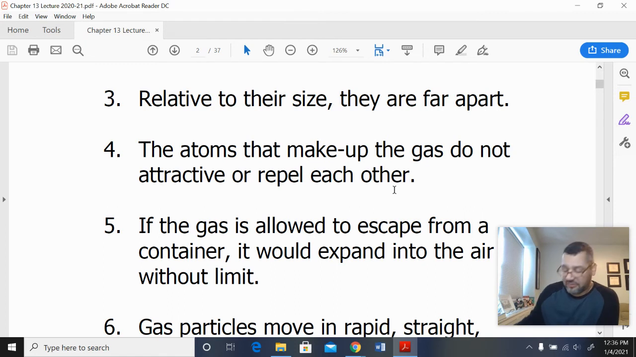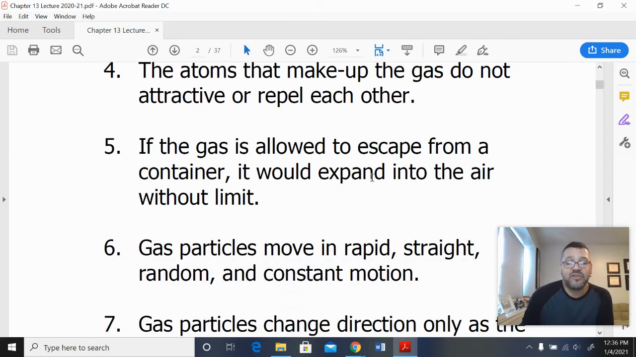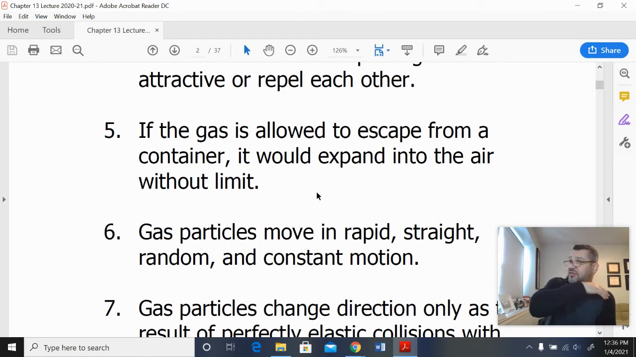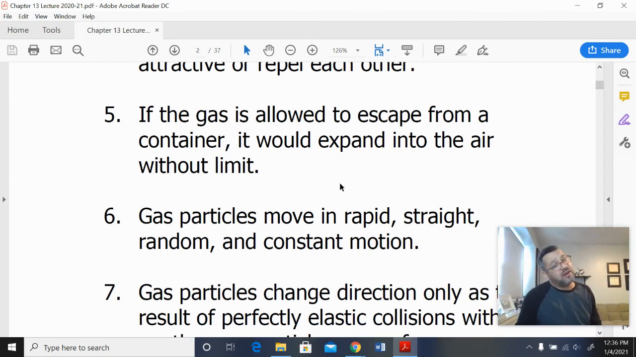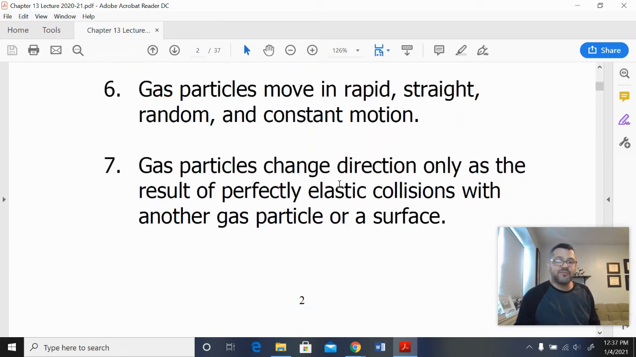Relative to the size of the individual gas particles, they're really far apart from each other. So with all the air in the room, the individual particles of oxygen are so far apart from each other compared to their size. And the atoms that make up a gas don't attract or repel each other. There's no reason for them to attract or repel because they're flying by so quick. And if a gas is allowed to escape from a container, then it's going to move on and expand and expand and expand throughout. And eventually, if you wait long enough, it'll hit the end of the universe.